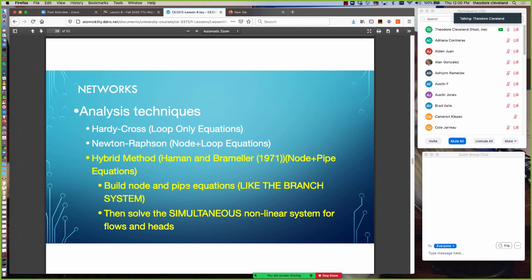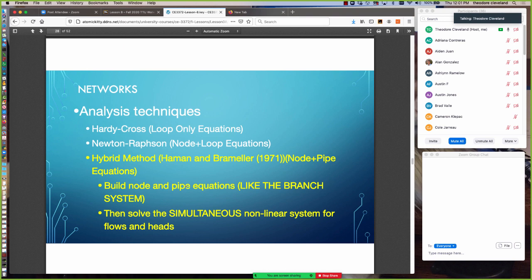Next method that evolved was a Newton-Raphson approach, and what that involved was loop equations, and then we added in node balance equations. And the Newton-Raphson approach can produce both pressures and flow rates for us. And then in the early 1970s, a couple of petroleum engineers, no, I got that wrong, electrical engineers, came up with this hybrid method where by combining node and pipe equations, you can get the same result as you could with the Newton-Raphson loop and node equation, but you don't have to traverse loops. And that has some very important implications in computer programs, because not having to traverse loops saves a lot of computational effort.